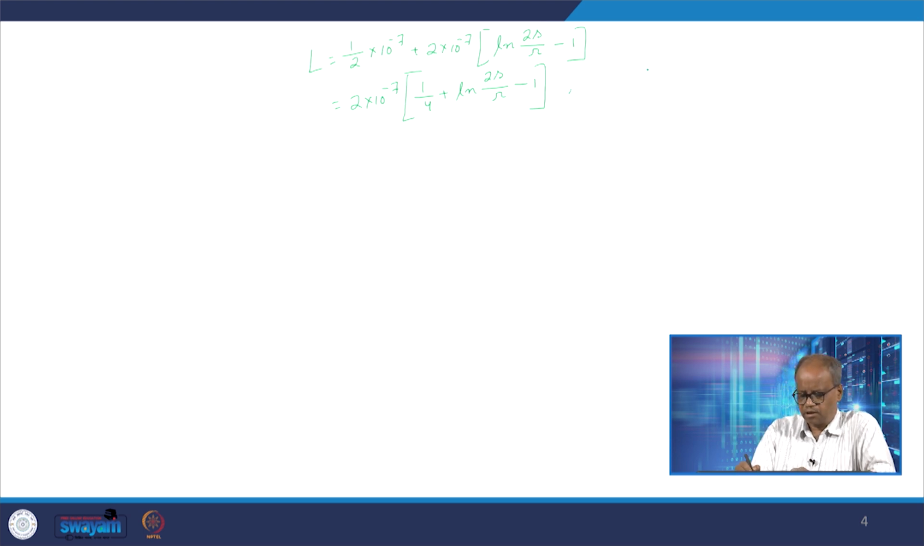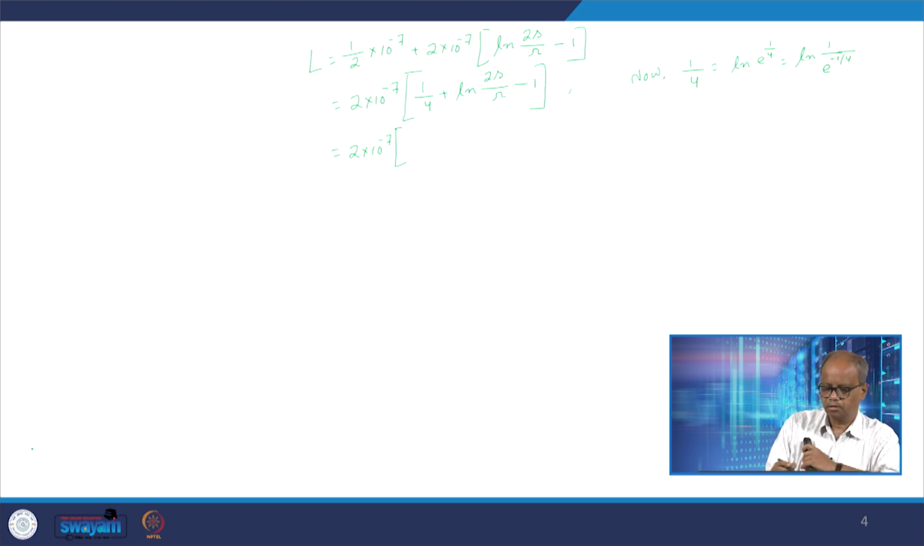Now, 1 by 4 I can say that log of e to the power 1 by 4 is equal to log of 1 by e to the power minus 1 by 4, right. This ln is nothing but the logarithm with respect to the natural base. So, then therefore, I can write it down as 2 into 10 to the power minus 7, 1 by 4 is log 1 by e to the power minus 1 by 4 plus log twice s by r minus 1, right.